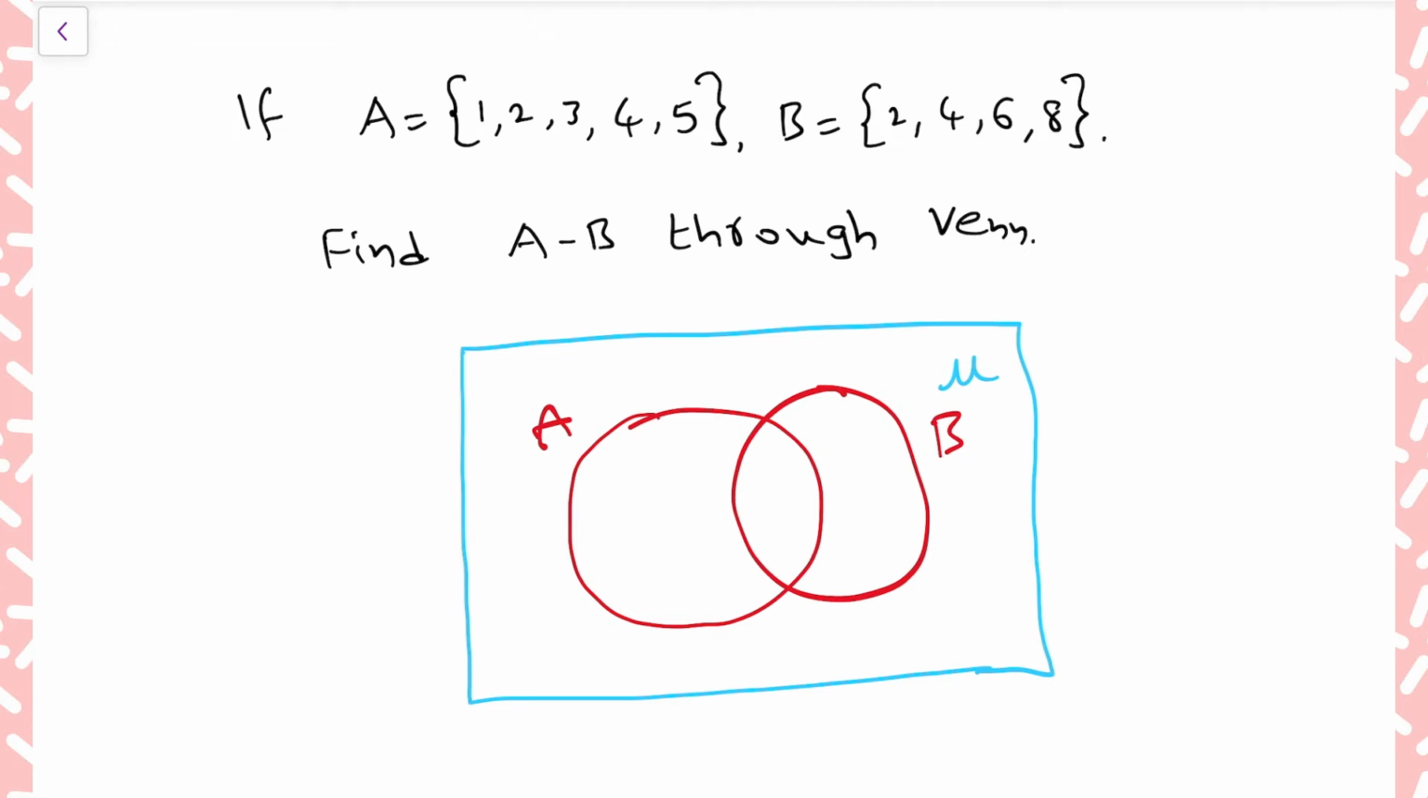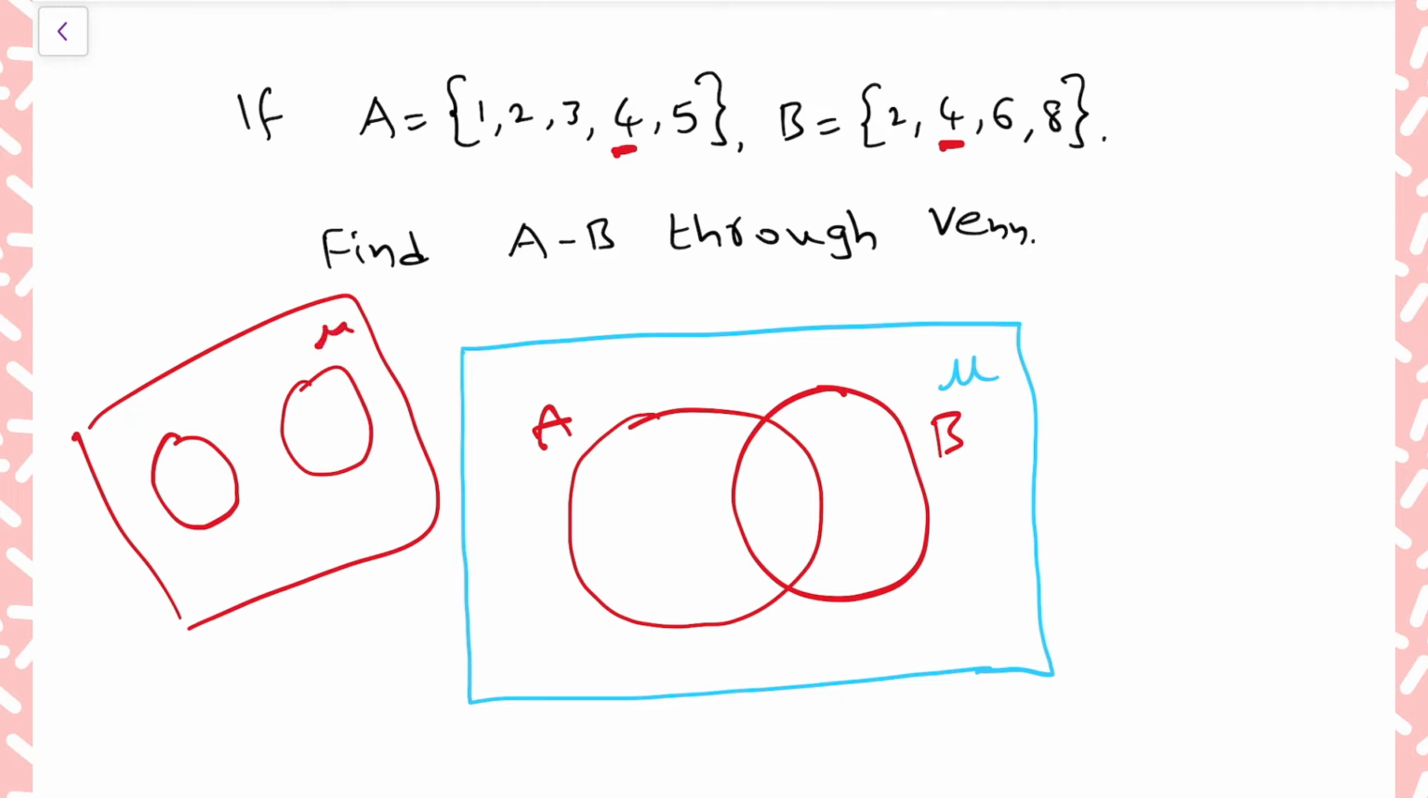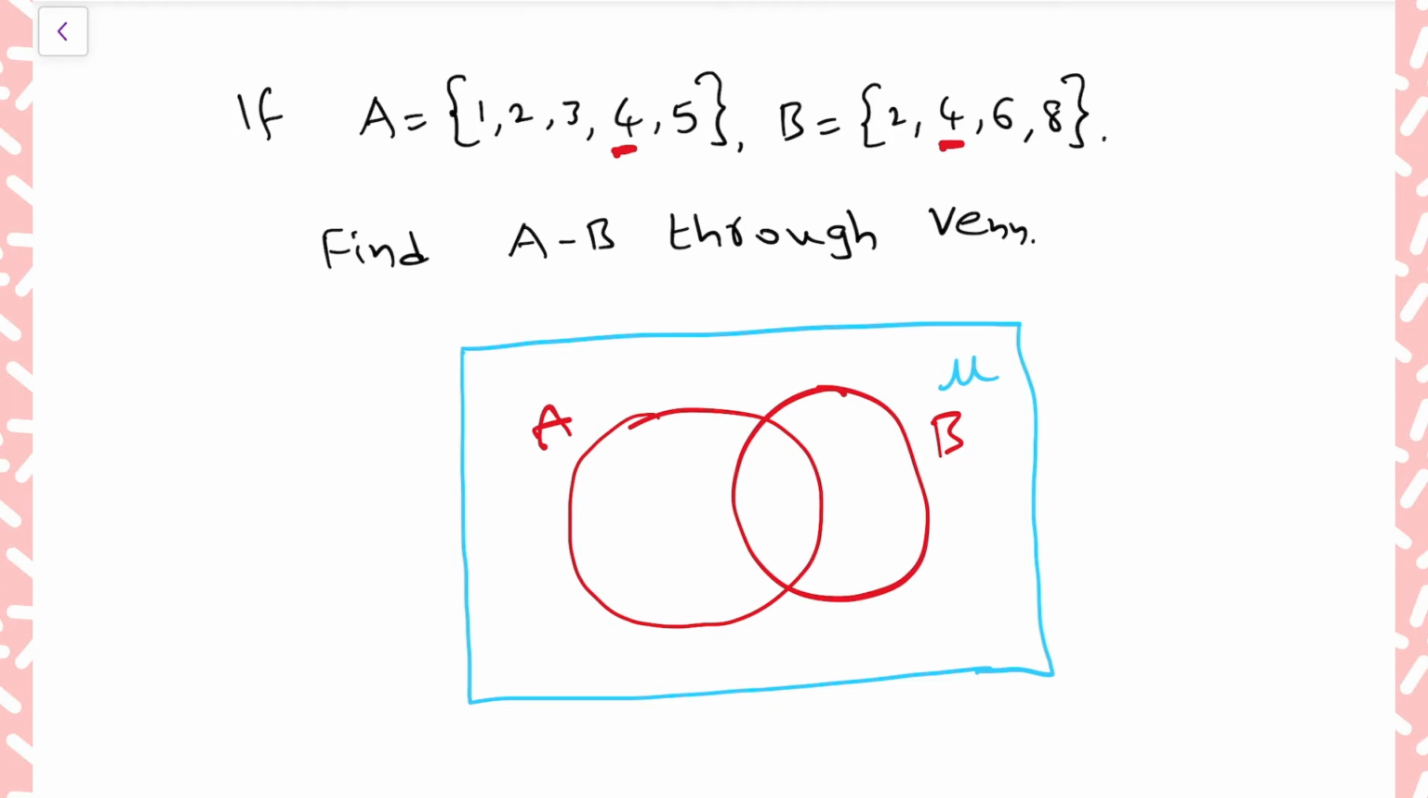Before drawing these kinds of Venn diagrams, you need to make one thing very clear, that is whether any common elements are there in the given two sets or not. Here a common element is there, so that is the reason we are touching these two circles with each other. In case those two sets don't have any common element, then we need to draw those two sets separately like this. So every time, check whether any common element is there or not.